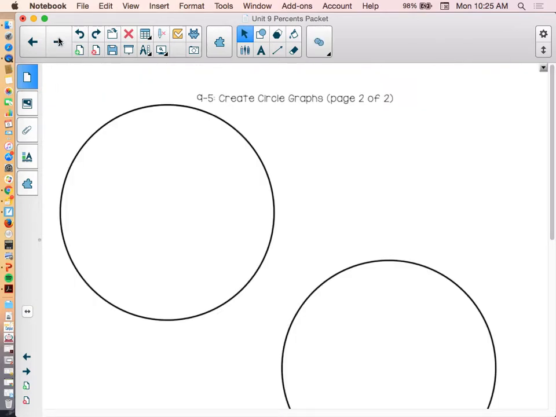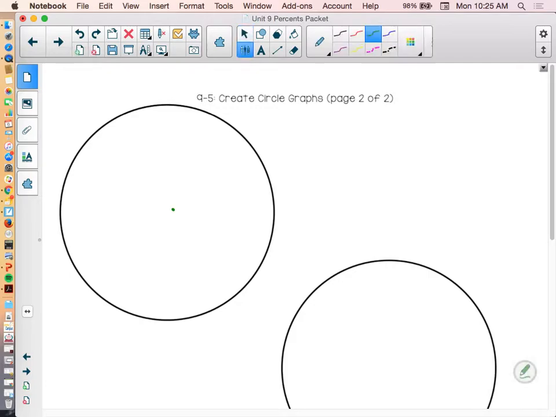You're going to be creating the actual circle graphs that you're gathering the data for in your table. When you're doing this, you are first going to have to find the center of the circle. You're going to have to do that by folding the paper, but I will show you how to do that in class step by step.